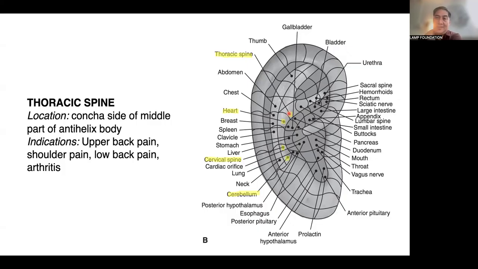Upper back pain. Upper back yan. Basta the neck area, that's cervical spine. So if the patient complains of upper back pain, which also includes the shoulder pain, as well as the lower back pain, diba? Upper and lower back, and also when you have osteoarthritis of the spine.